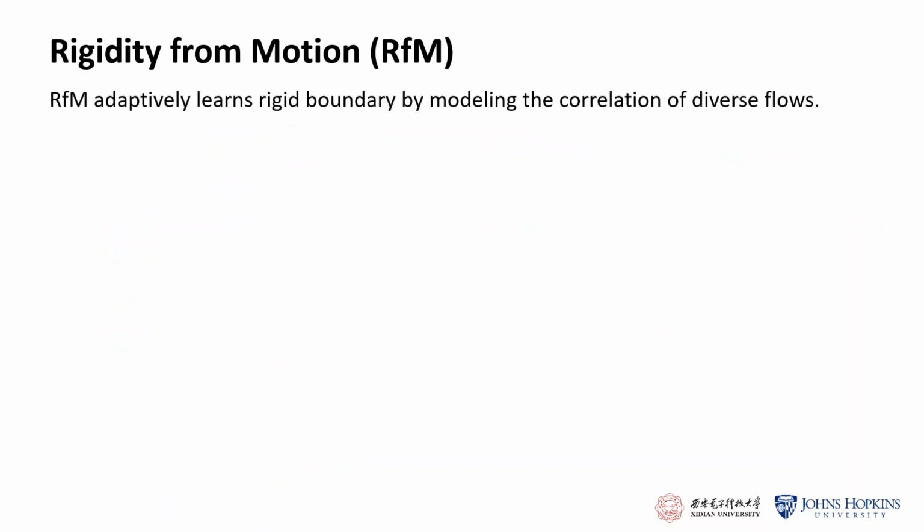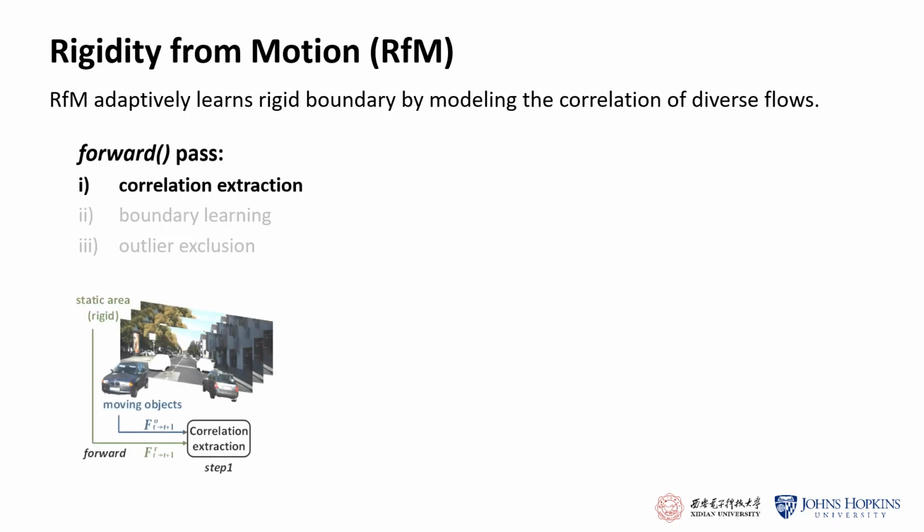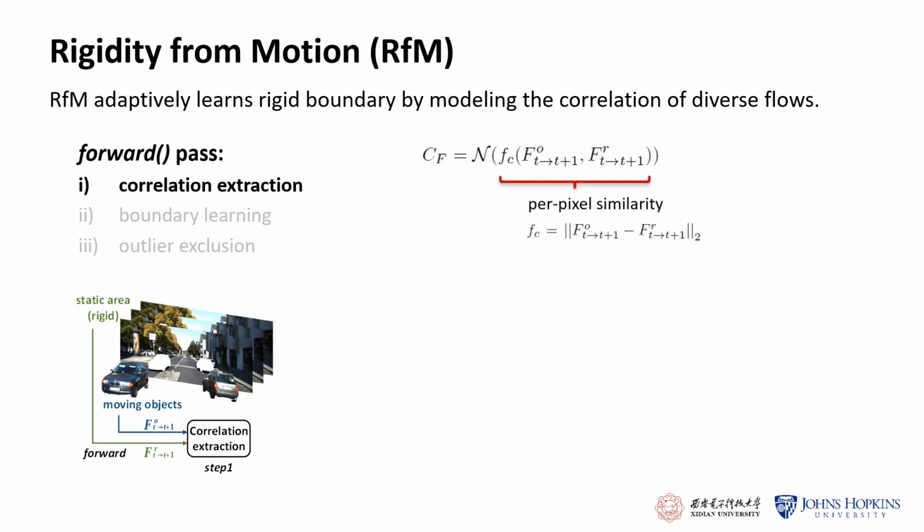Next, we design a novel rigidity from motion layer to adaptively learn rigid optical boundary by explicitly modeling the correlation between various flows. The forward process includes 3 steps: correlation extraction, boundary learning, and outlier exclusion. The first step constructs a pixel-wise correlation map by this equation, in which Fc evaluates the per pixel similarity between flows, and N is the normalization operator.